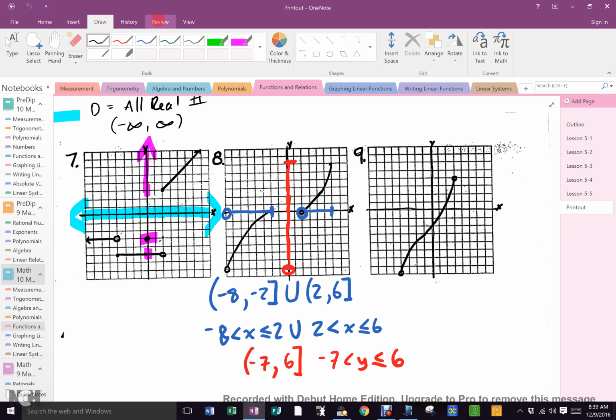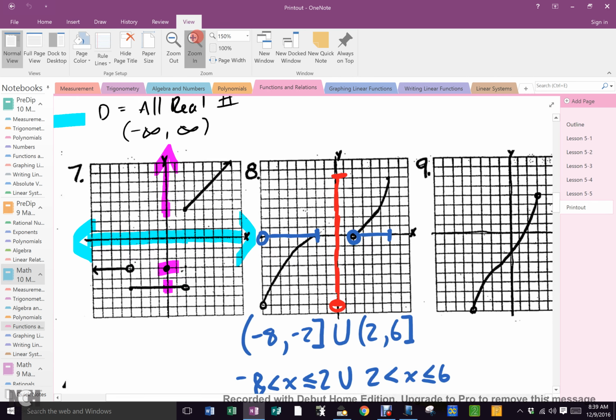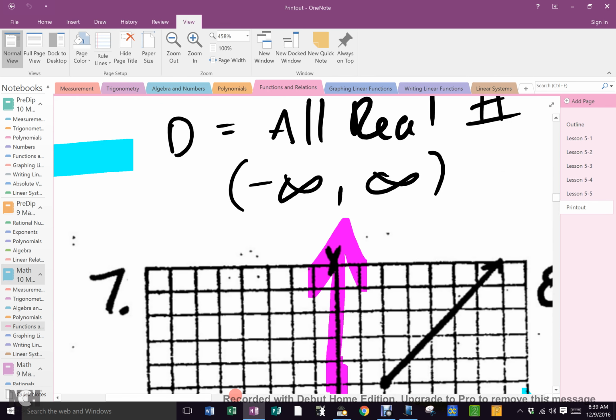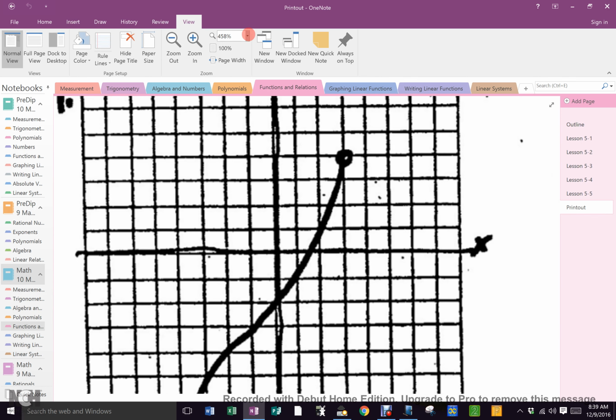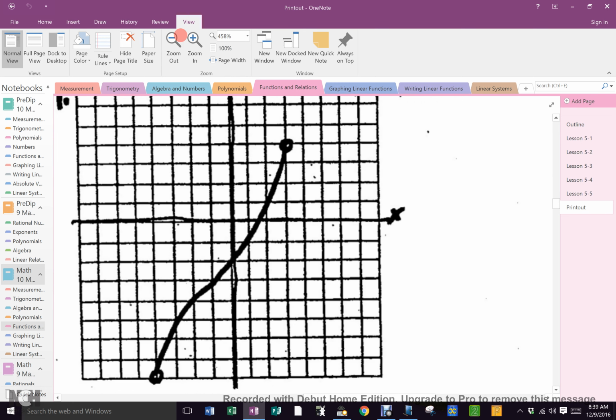Here's a graph right here. I'm going to zoom in on it to make it gigantic so everyone can see it. Not quite that gigantic. There we go.